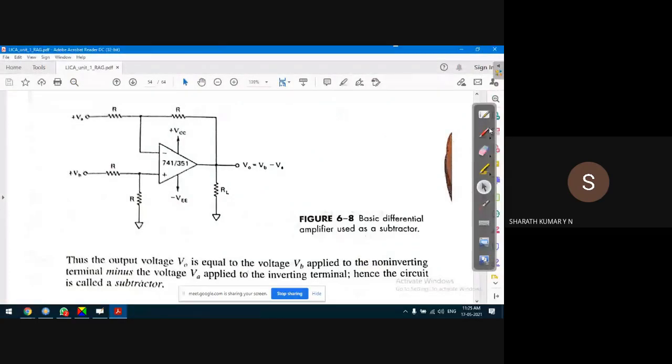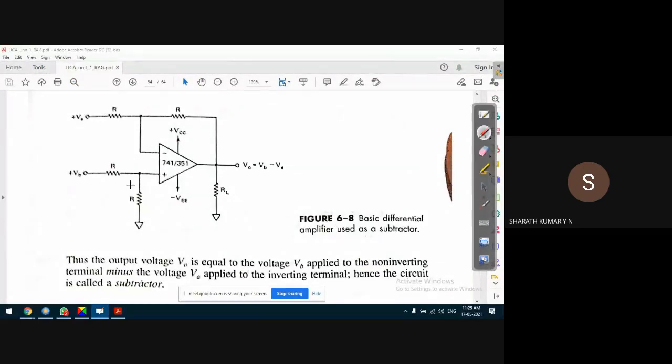So this is the basic subtractor circuit using a differential amplifier. Why? Because it gives the difference of the two voltages applied to the amplifier. Since it has to take a difference, we cannot apply it to a single input, because if you apply it to a single input, it acts as a summing amplifier. Of course, the summing amplifier we can modify: instead of plus VB, we can apply minus VB.